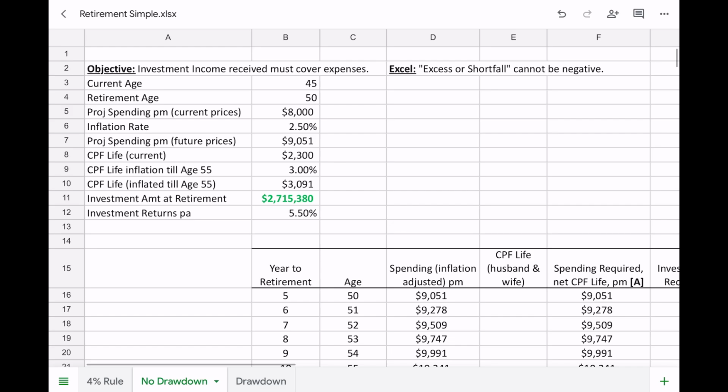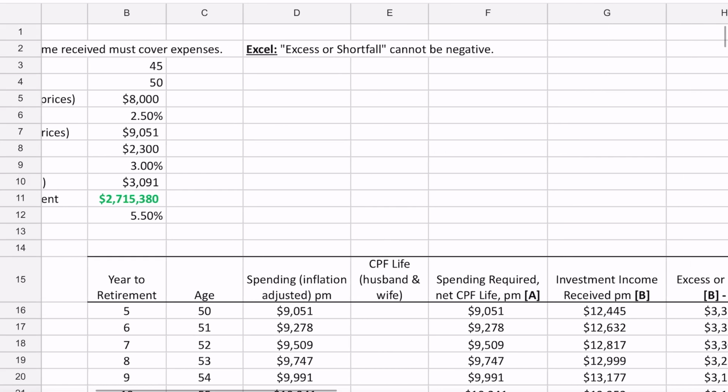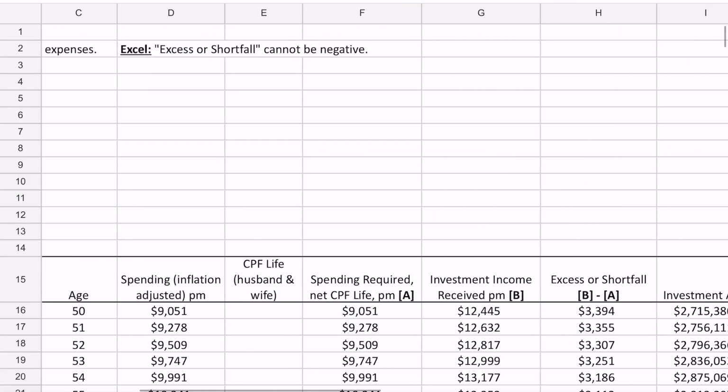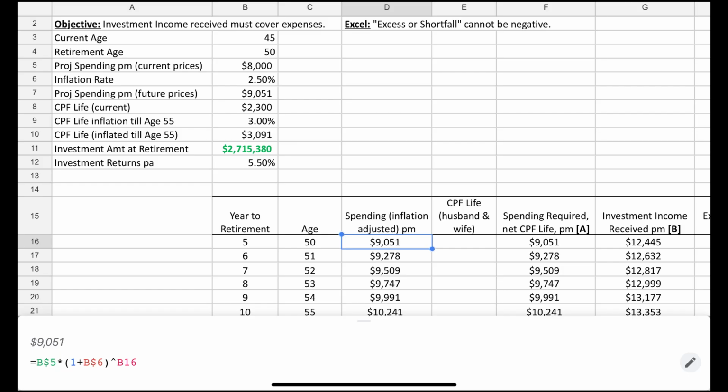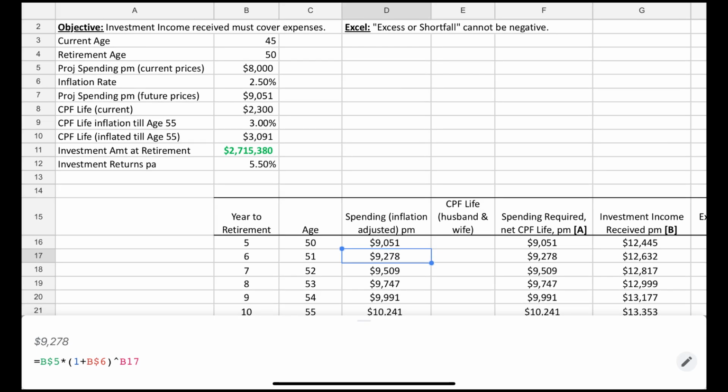The spreadsheet includes other columns. The spending amount is in column D, projecting the necessary expenses over the years, factoring in inflation rates. Again, the formula is at the bottom. You can see the spending of $9,051 in the first year of retirement, and with each year, the spending is inflated further by 2.5%. In this spreadsheet, we're also integrating CPF Life's impact.